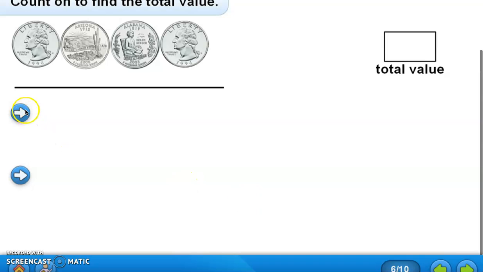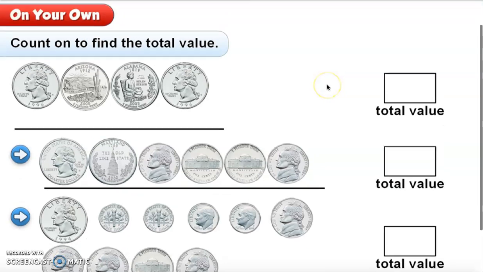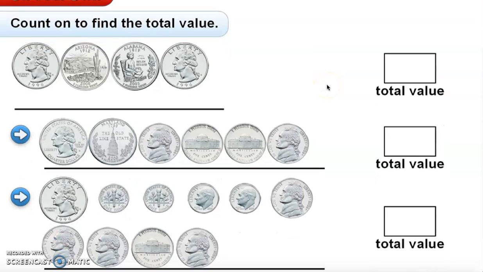All right, so now this one says count on to find the total value. So there are 3 examples here. Let's see how far we can get through one of them. So this one is actually pretty easy because we have 4 quarters. And so remember, 4 quarters equals $1. 25, 50, 75, $1. So they're going to teach you how to write this out at some point during this unit, but for $1, instead of the cent sign, you would make a dollar sign like this, and then you would say $1.